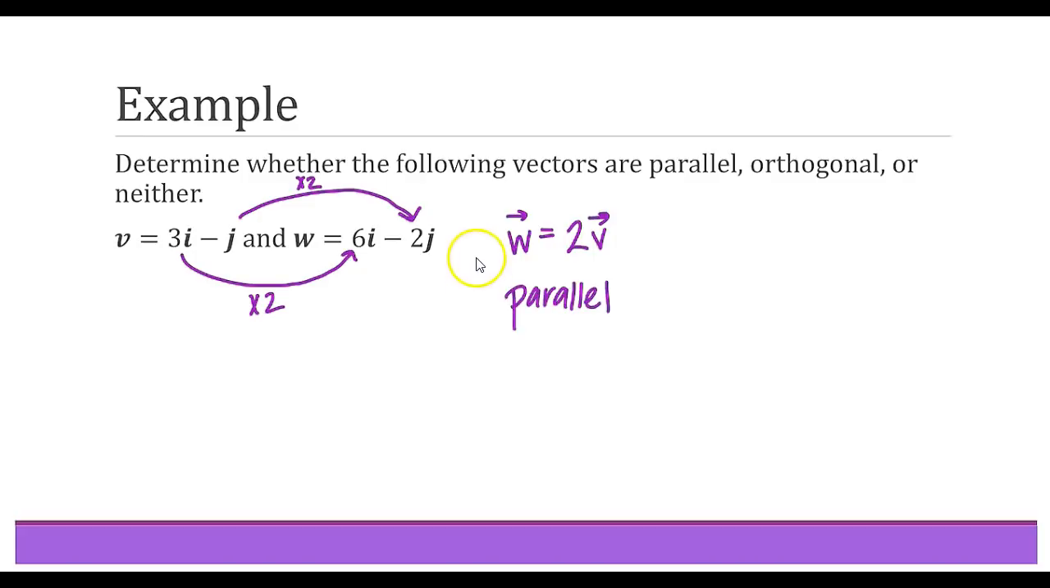I would say it's best to check in order whether the vectors are parallel first by determining if they're scalar multiples of one another. If they are, then we stop. They're just parallel. If that doesn't work, then we'll check their dot product to determine if they're orthogonal. And if neither of those work, then they're neither, because vectors don't have to be either parallel or orthogonal.